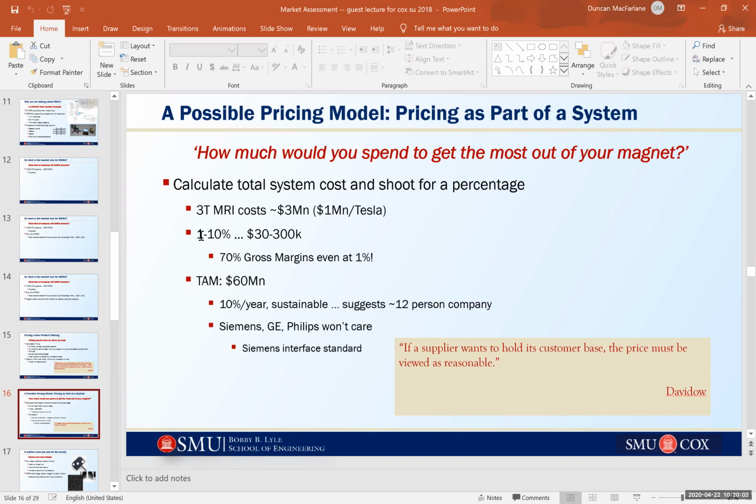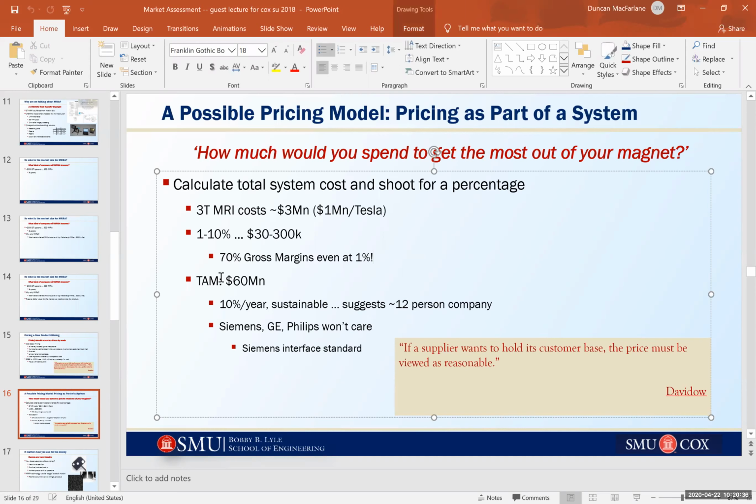And so if you go at 1% of the total system cost, your gross margins, and that's revenues minus costs, are 70%. So if you're selling something, we pocket 20K for every 30K sale that we make. That goes directly back into the operations and the profit of the company. Hugely great margin, absolutely staggering margin. And then we can take a look at the total available market at that price, 10% per year.